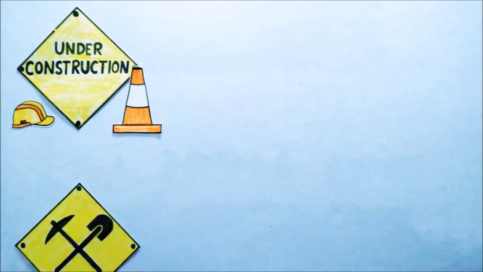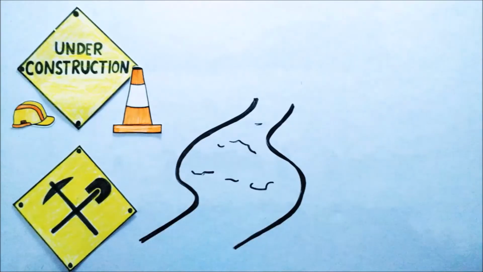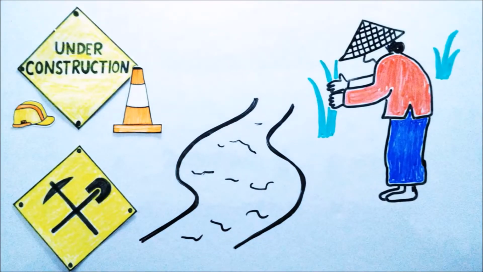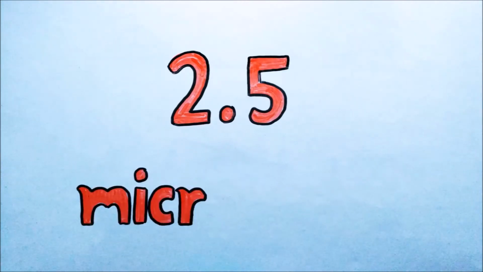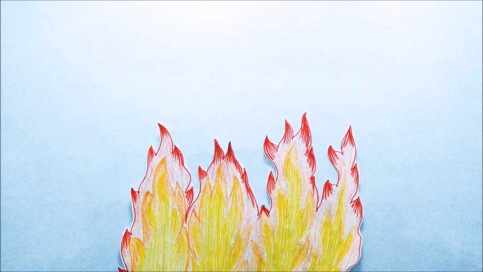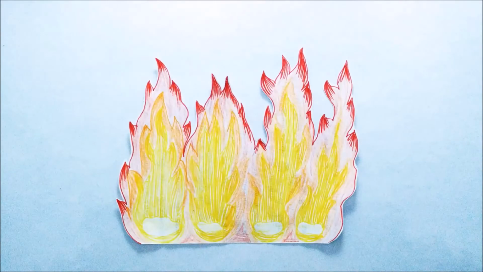The major sources of PM10 include construction sites, mining and quarrying activities, unpaved roads and farming activities, etc. PM2.5 particles have a diameter which is less than 2.5 micrometers. The major source of PM2.5 is combustion or fire.